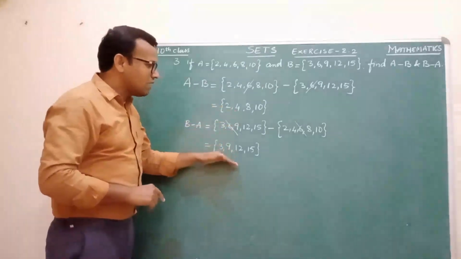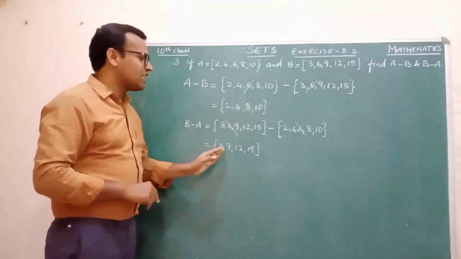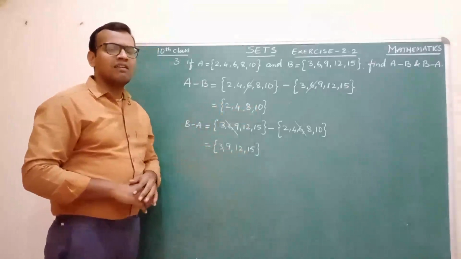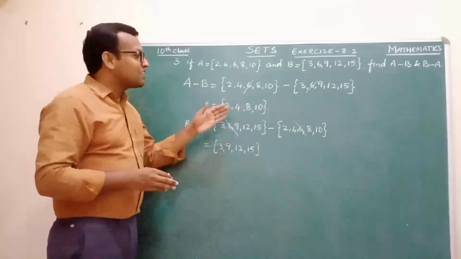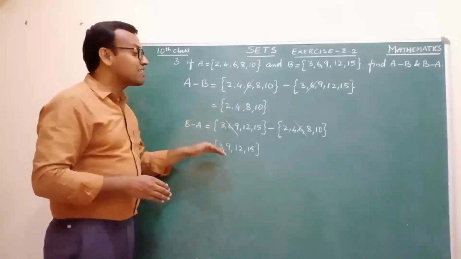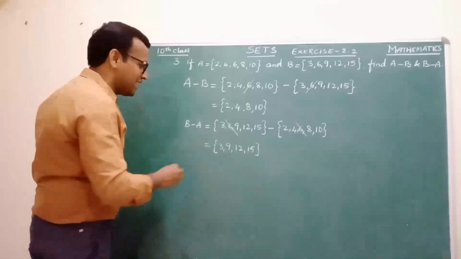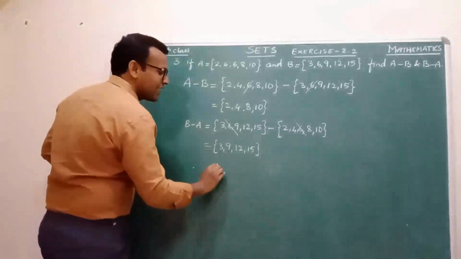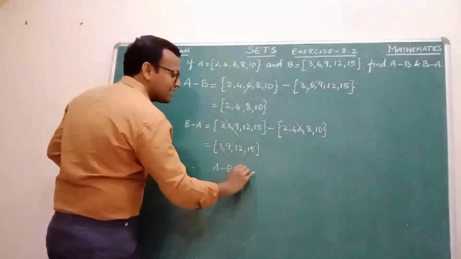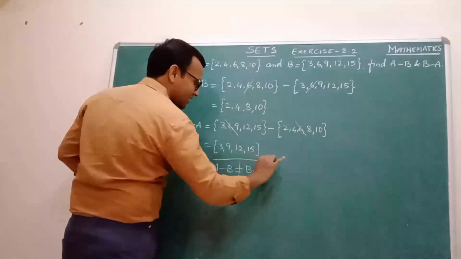Are they equal? Set of 2, 4, 8, 10. Set of 3, 9, 12, 15. They are no way equal and there is not even a single common element. Means these two sets are clearly disjoint sets. Now let me write here, therefore A minus B is not equal to B minus A.